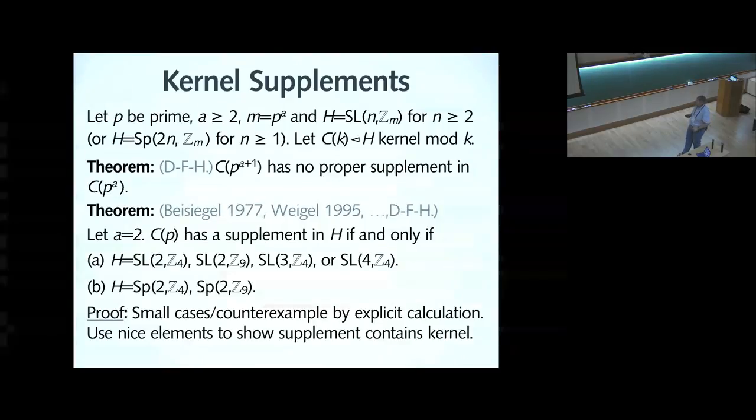This is not the images. Yeah. The kernel modulo p to the a plus 1 has no proper supplement already in this kernel, so it cannot have a proper supplement in the whole group.